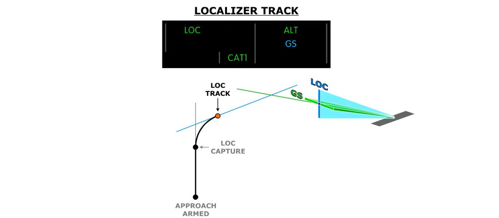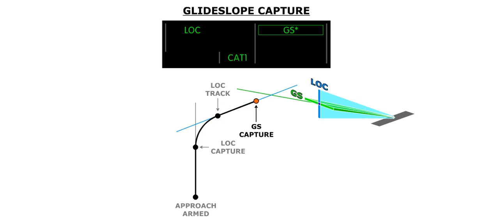Once the AFCS is tracking the localizer, the asterisk is removed from the label. As with the other cases, the green box disappears after 7 seconds. The ILS approach mode is called a common mode, since glide slope capture is not possible until the localizer has been captured. The capture of the glide slope will automatically disengage the vertical mode used to capture the glide slope.